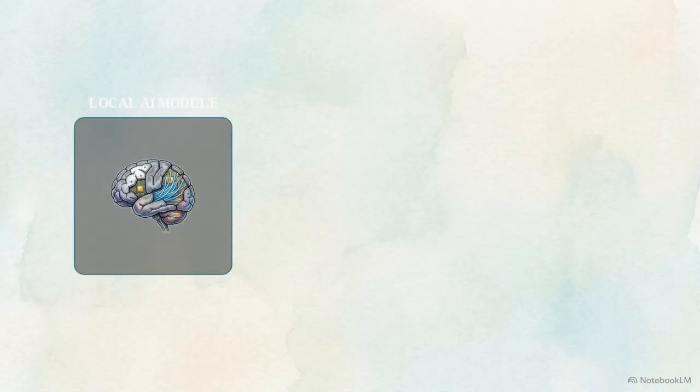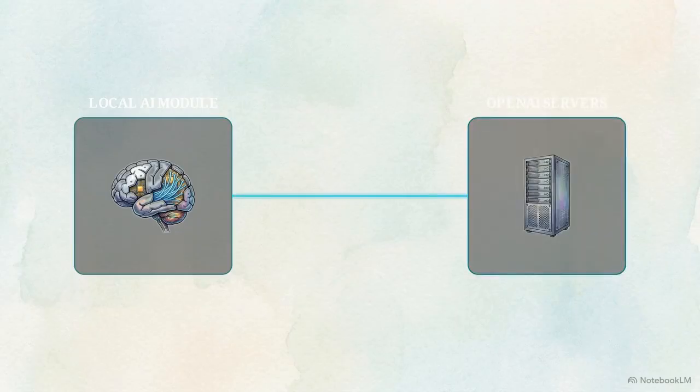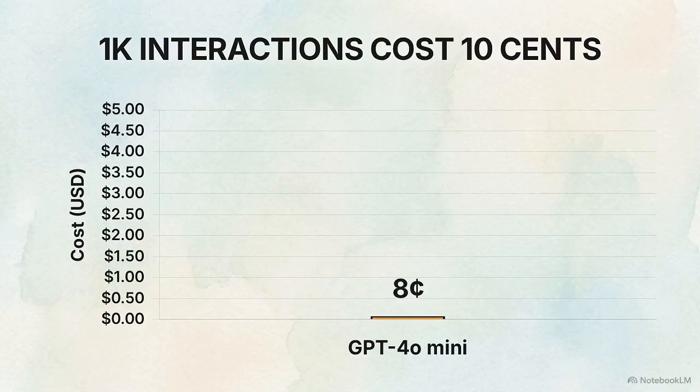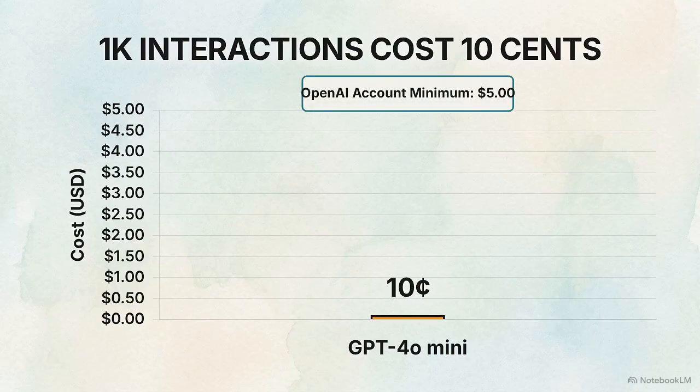To give this entity a brain, we outsource the processing to external servers using an API key. You set up an OpenAI account, load it with the $5 minimum, and generate your secret key. The costs are minimal. Using the GPT-4o mini model, 1,000 chat interactions cost you roughly 10 cents.